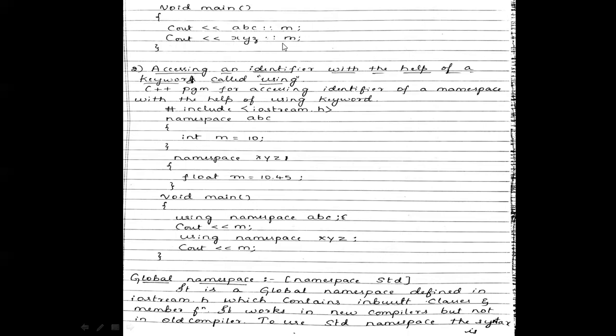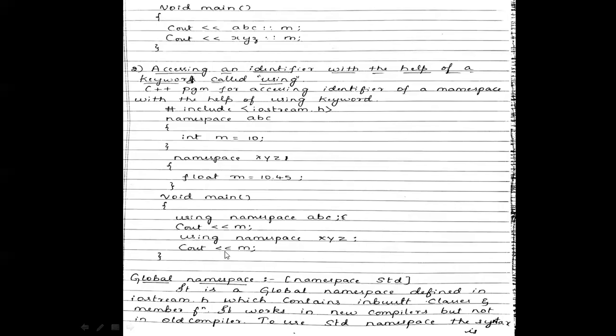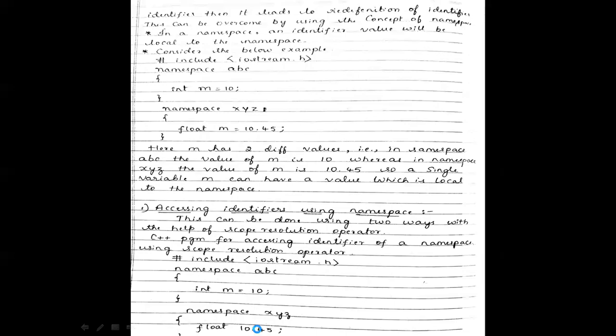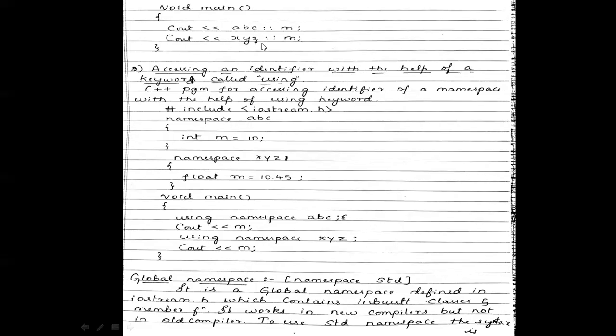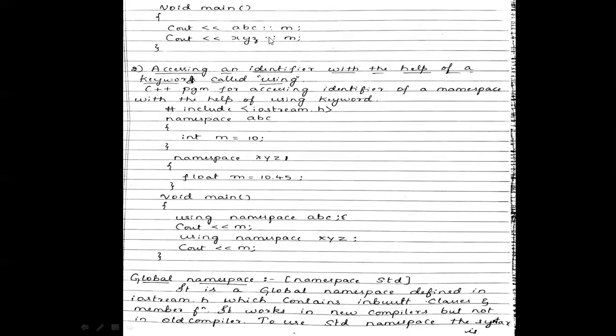This is done with the help of scope resolution operator. So I am going to the corresponding namespace, then I am accessing the identifier value. So here, when I go to the ABC namespace and fetch the m value, it will give me 10. So this will print 10. Similarly, when I go to the XYZ namespace and fetch the m value, it will give me 10.45. So this is one of the ways in which you can access the value of an identifier through the namespace, but with the help of scope resolution operator.